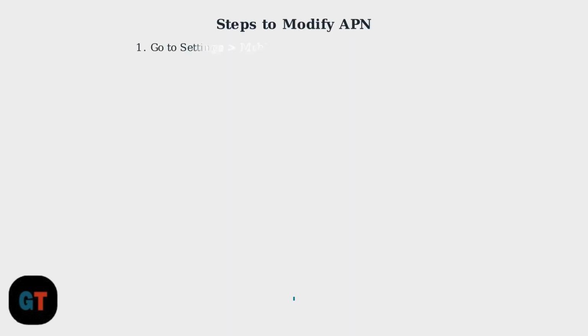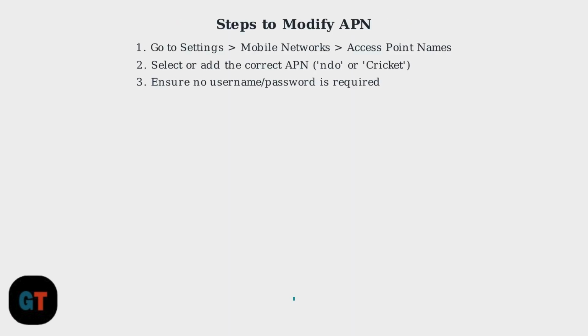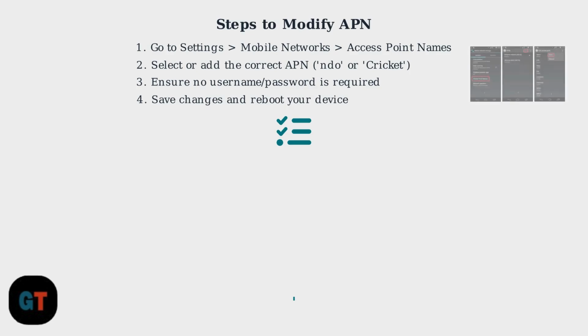Follow these detailed steps to modify your APN settings. First, navigate to your device's Settings menu, then select Mobile Networks and tap Access Point Names. Here, you can select an existing Cricket APN or add a new one by entering ENDO or Cricket in the APN field. Confirm that no username or password is required for LTE connections. After saving your changes, reboot your device to apply the new settings and refresh the connection.